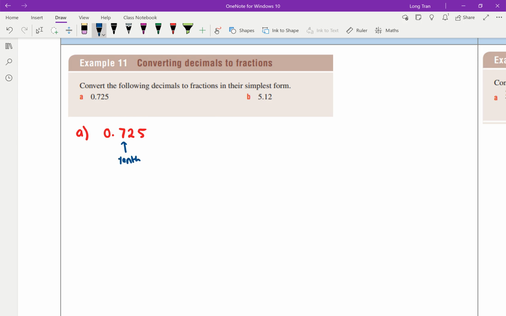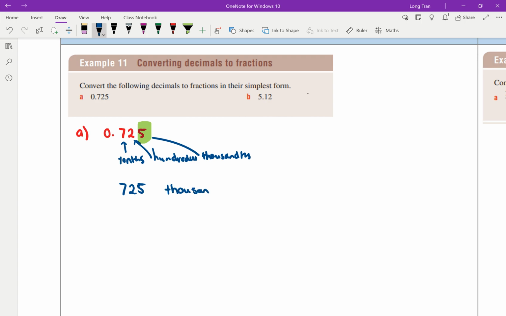But then this is the hundredths, and then this is the thousandths. So I would say thousandths is the furthest decimal place that we can have. And so we can read it all together as 725 thousandths.